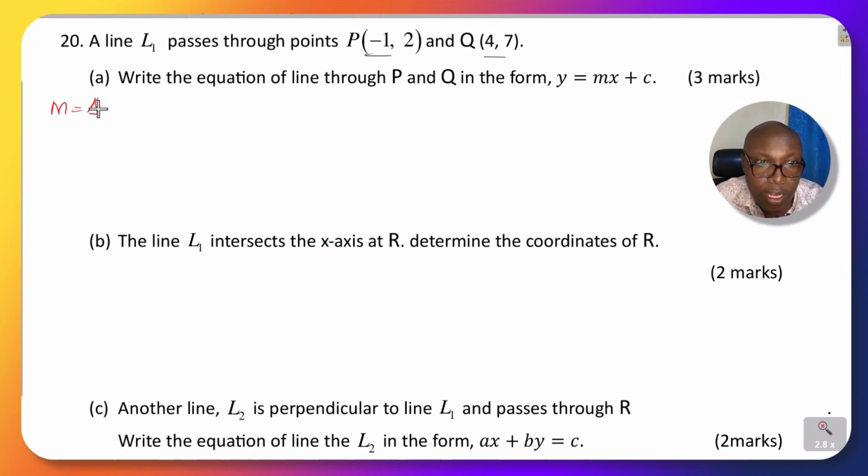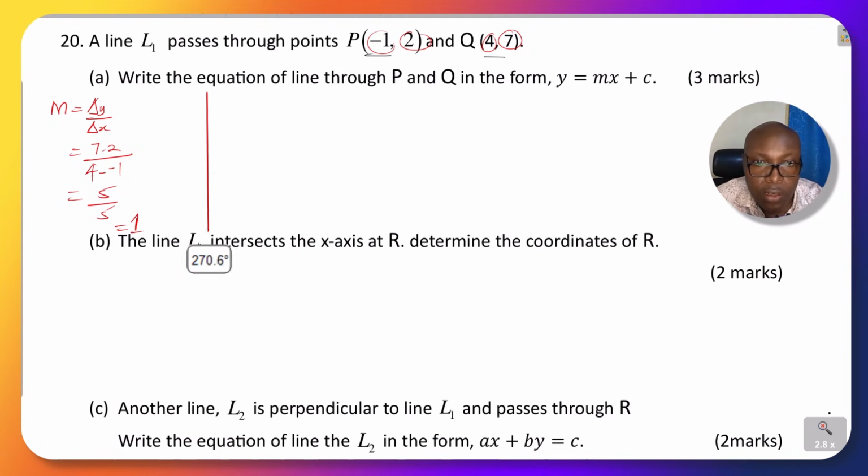That one is given by the change in the y coordinates divided by the change in the x coordinates. The change in the y coordinate: we take 7 subtract 2, and then the change in the x coordinate: 4 subtract -1. So this gives 5 divided by 5, and this gives the gradient to be 1.